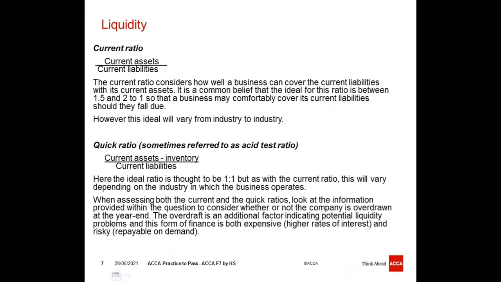Now it's about the current ratio. Current ratio and quick ratio both are ratios of liquidity. If they both are increasing, that means the liquidity position is good to a certain extent. And if they both are decreasing, that means the business is managing its liquidity position.